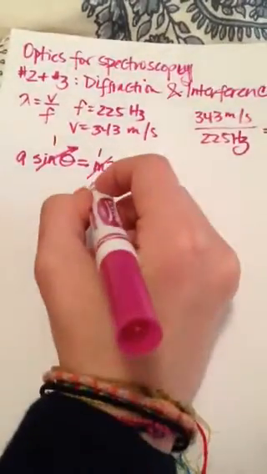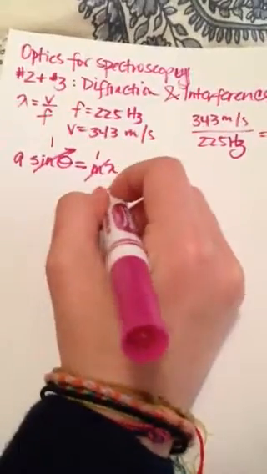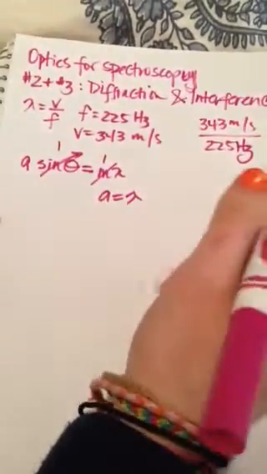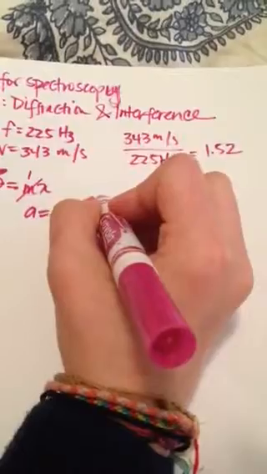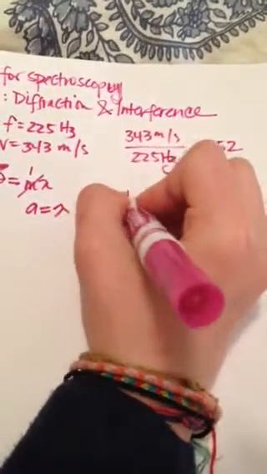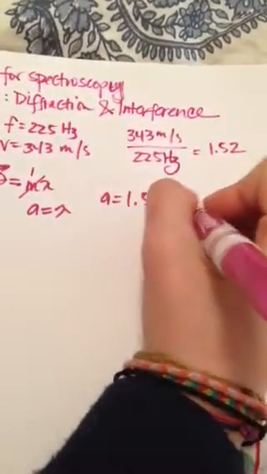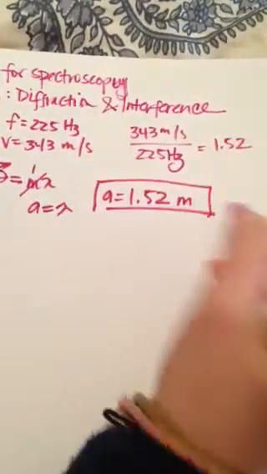And if that's the case, then the width of the door is equal to the wavelength, and we know that the wavelength is 1.52. So I'm going to say that the answer to number 2 is 1.52 meters.